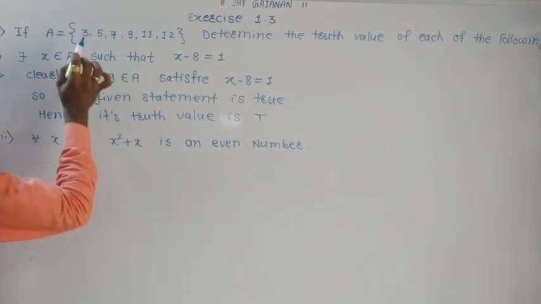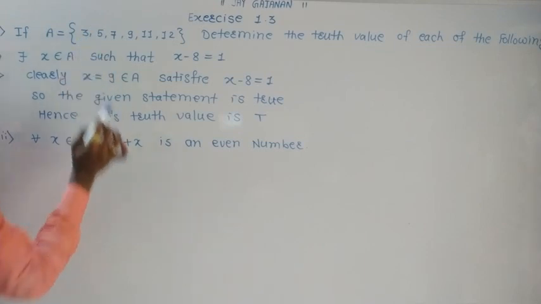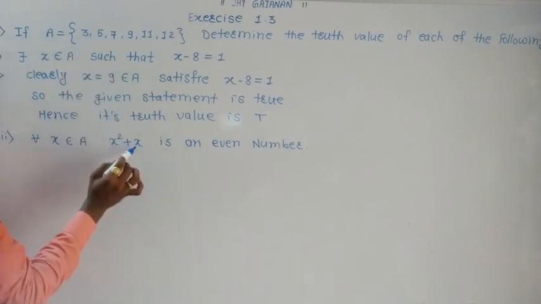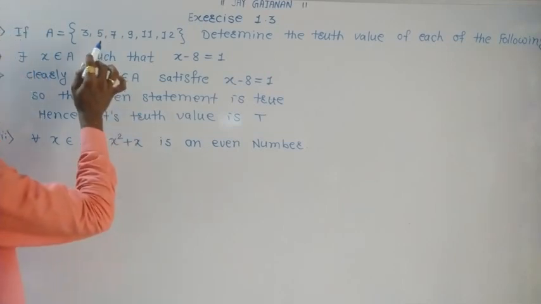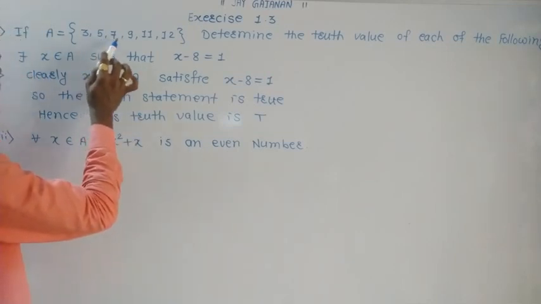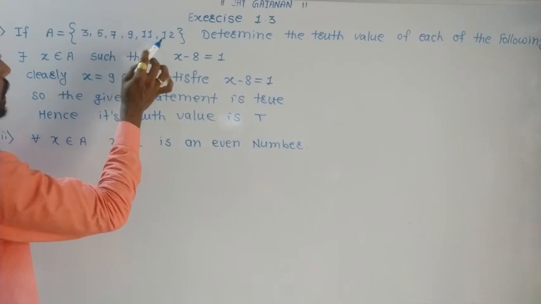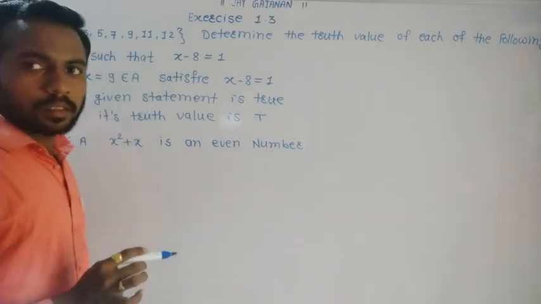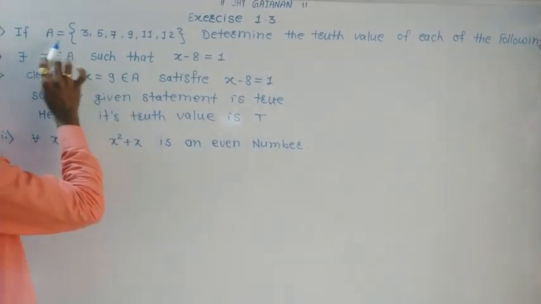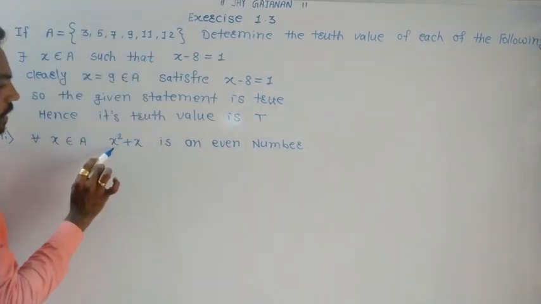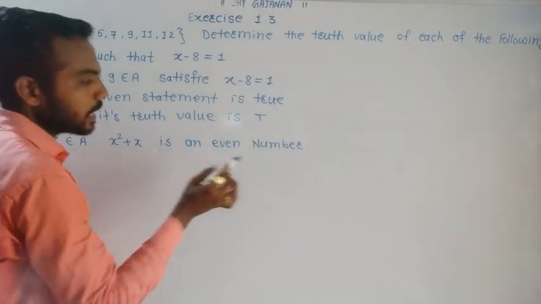Now if we take x is equal to 3, then 3 square 9 plus 3 is 12 and 12 is an even number. Similarly, if we take 5, 7, 9, 11, 12, then we will get an even number. It means all the elements in a set A satisfy the condition x square plus x is an even number.